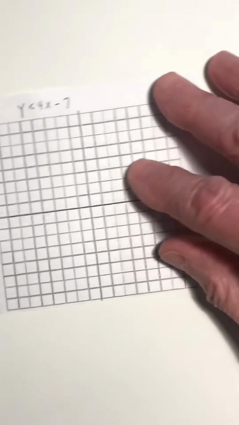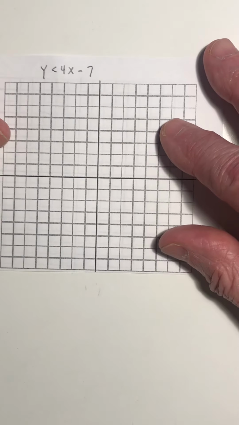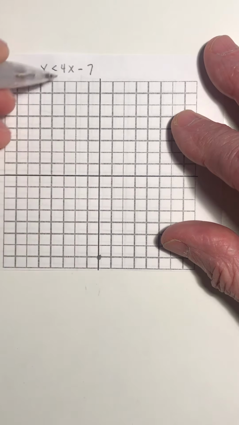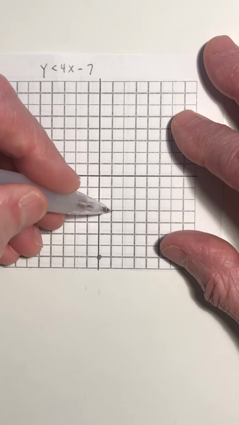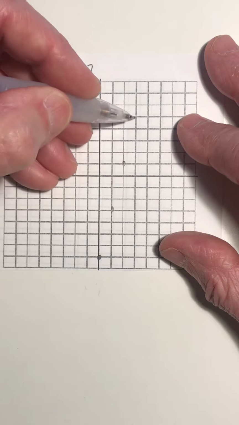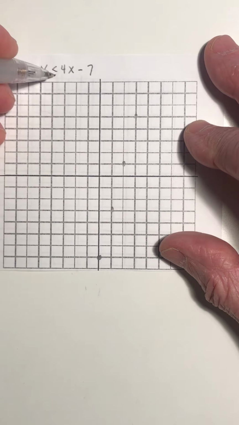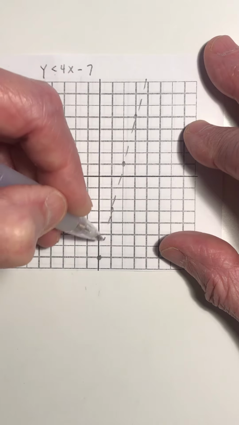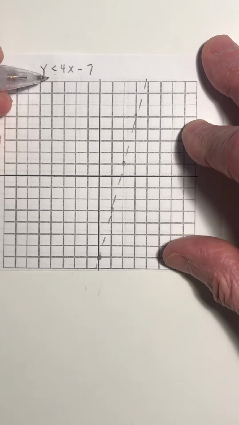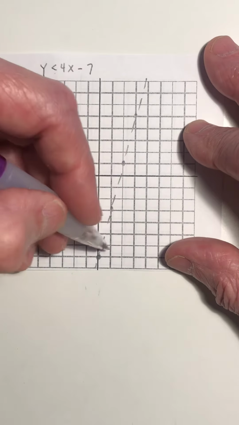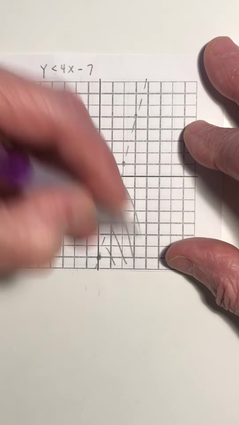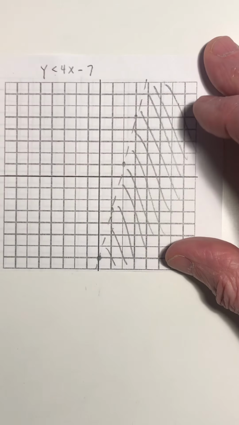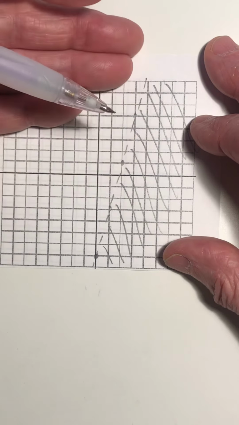Here's y is less than 4x minus 7. So we start at the y-intercept of -7. The slope is a positive 4, meaning we go up 4 over 1, up 4 over 1 a few times. It says strictly less than, so that gives us a dotted line again. And since it says y less than 4x minus 7, we shade below this line. It kind of looks like to the right, but look at it this way. This would be above, this is below.